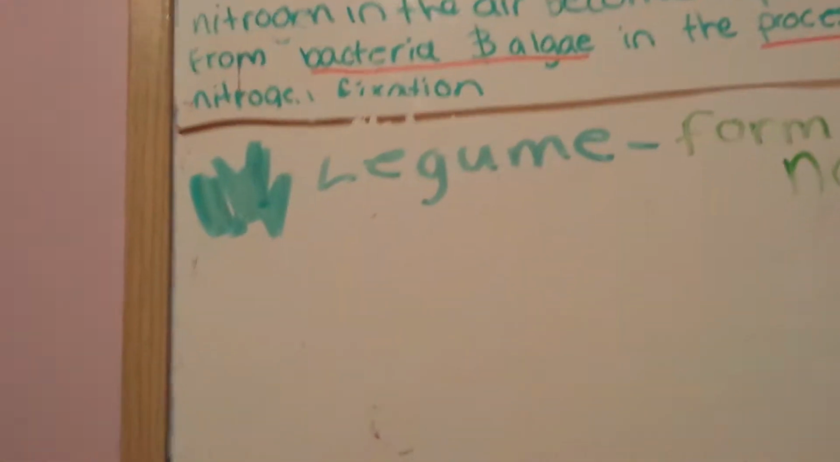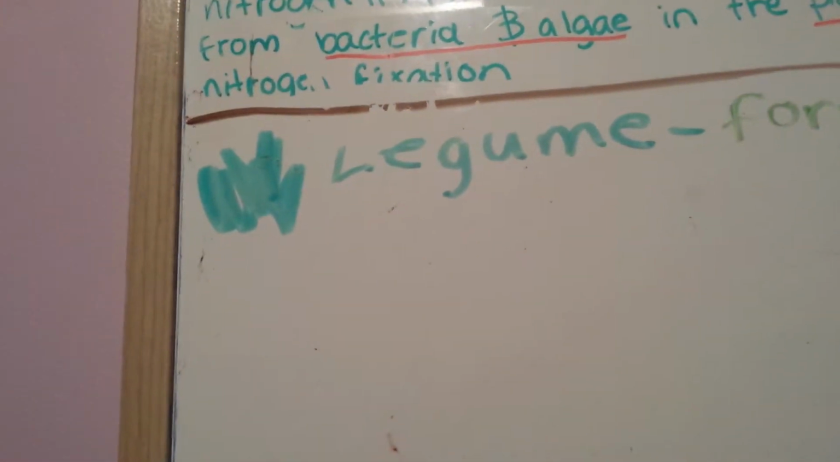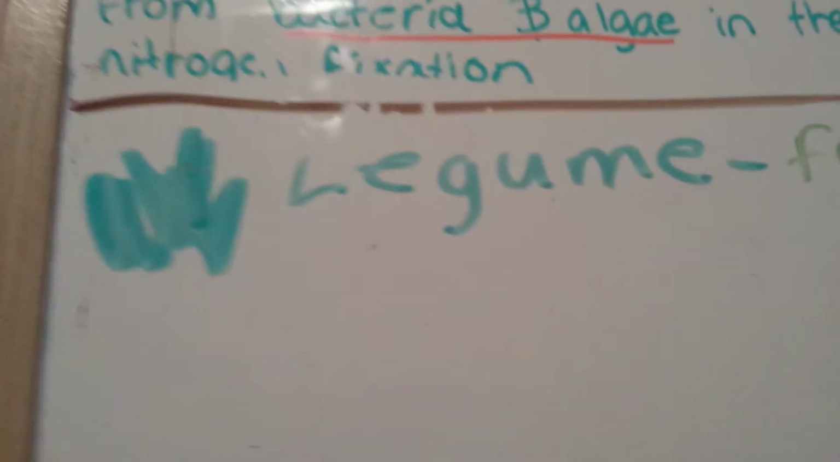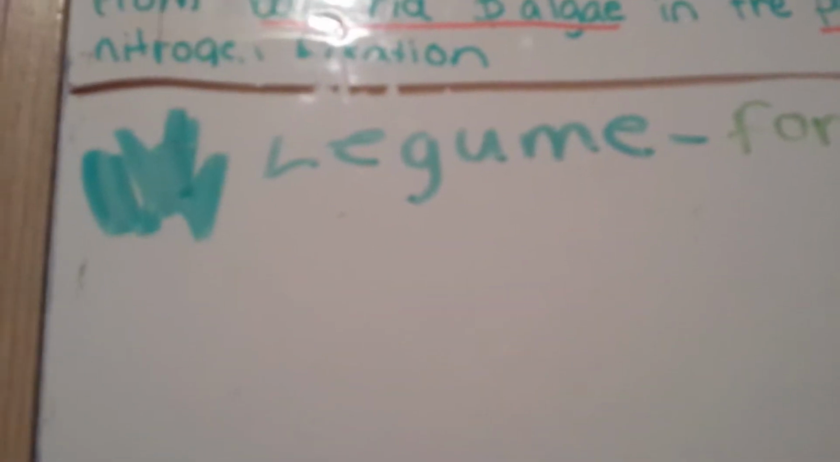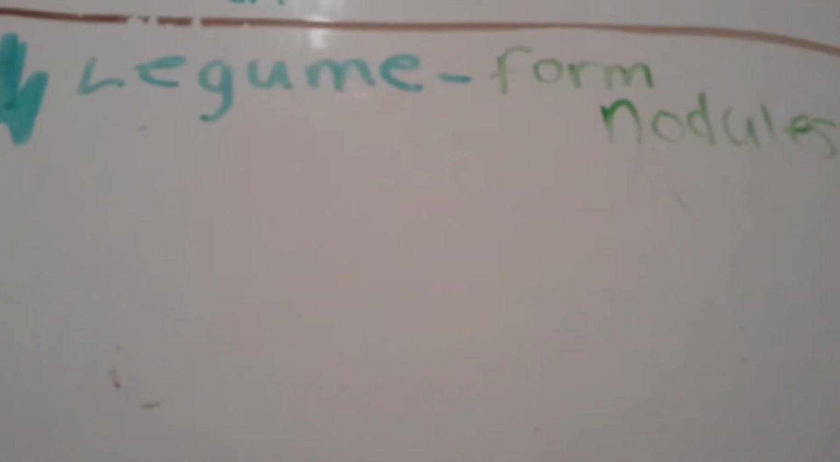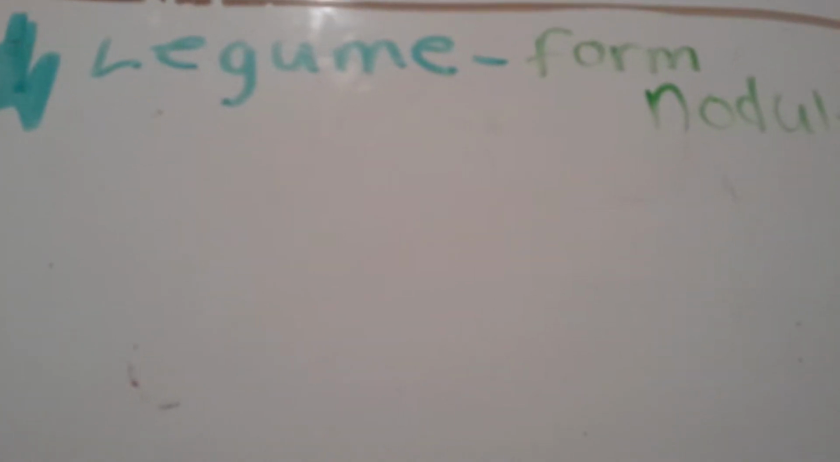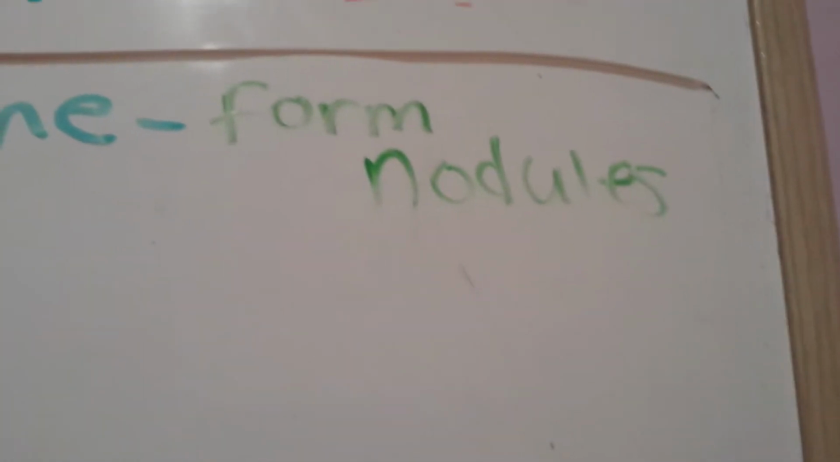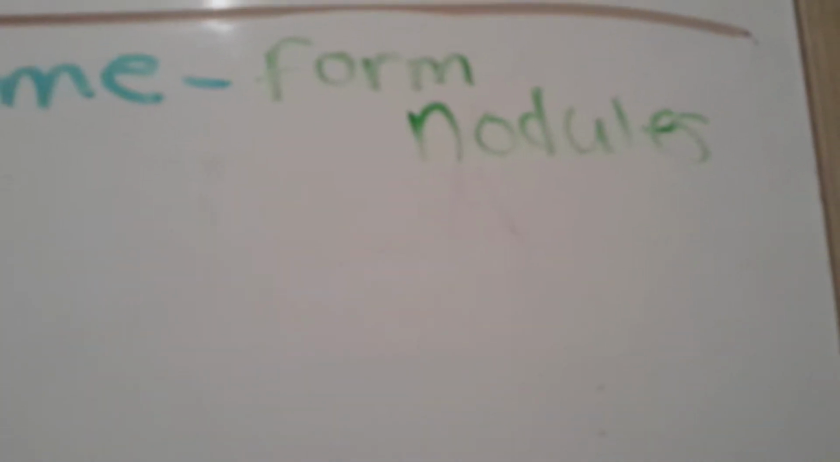Okay, so the next step is a basic kind of plant. It's called legume. I'm really not sure how to pronounce it, but it could be alfalfa or soybeans or, I forgot the other one, but these plants create nodules in the roots of the plants.